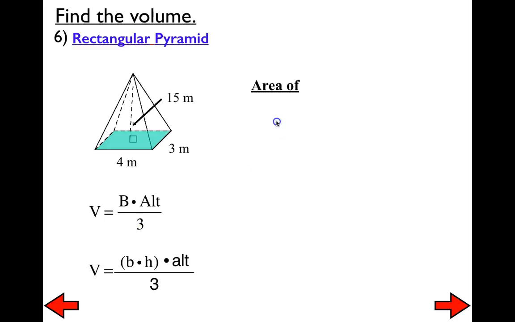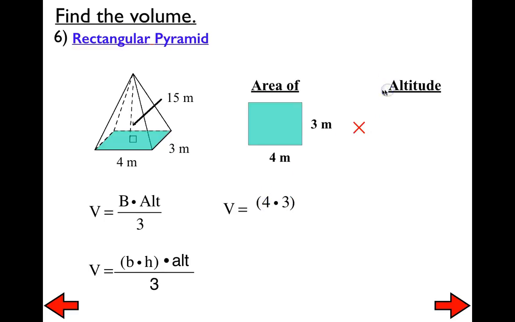Now, let's go ahead and take a look at our rectangle. It's 4 by 3. So again, how do I find the area? It's just base times height. So I'm going to go ahead and do 4 times 3. Then let's take a look at our altitude. Our altitude is 15. So I'm going to go ahead and multiply by 15. And last but not least, I have to divide by 3.